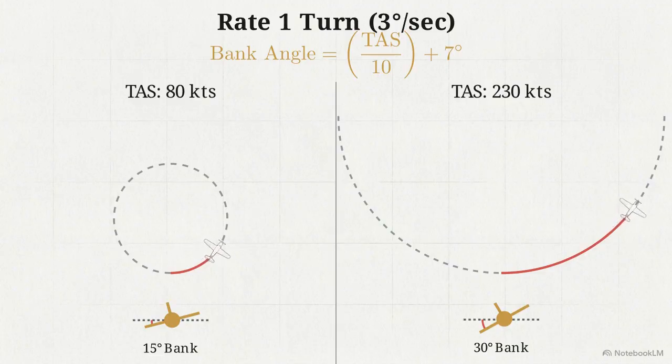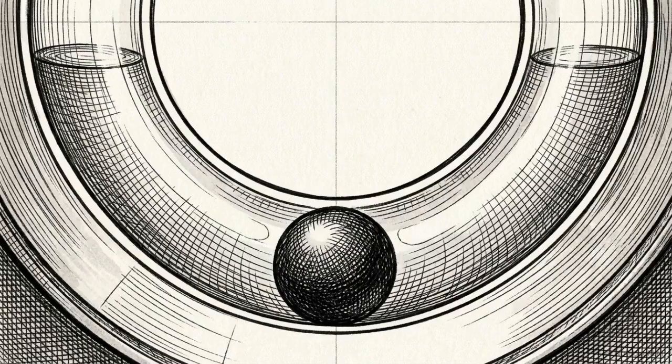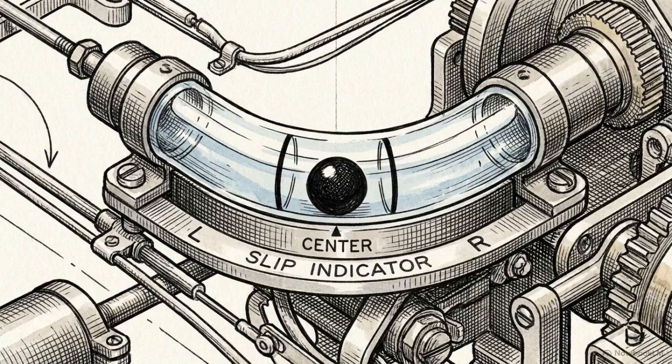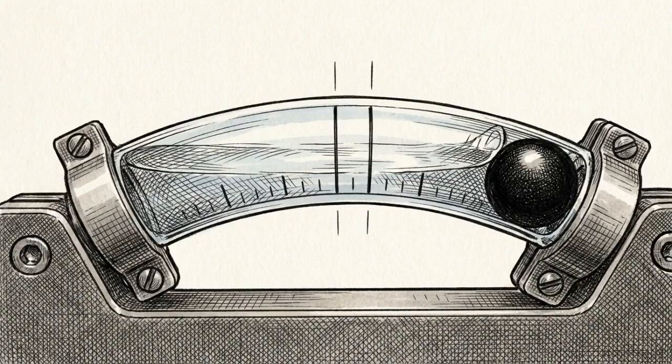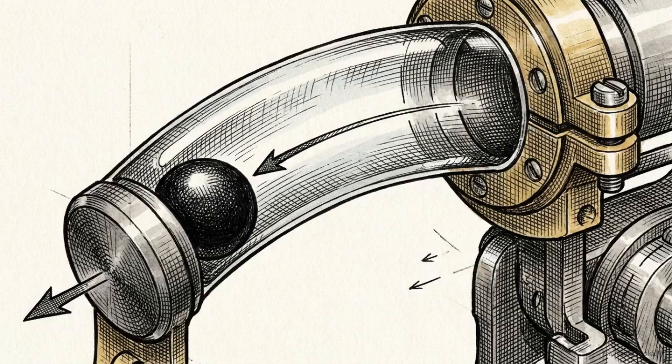The bottom half of the instrument houses the slip indicator, also known as the balance ball or inclinometer. It uses simple fluid dynamics to verify coordinated flight. If the ball rests in the center, the turn is coordinated. If it swings to the right, the aircraft is slipping due to too much bank. If it swings to the left, it is skidding from too little bank.